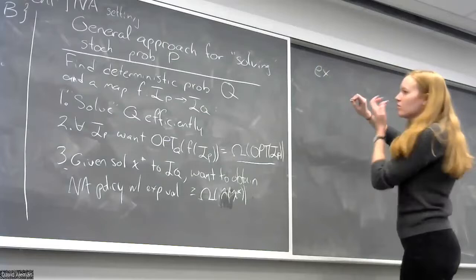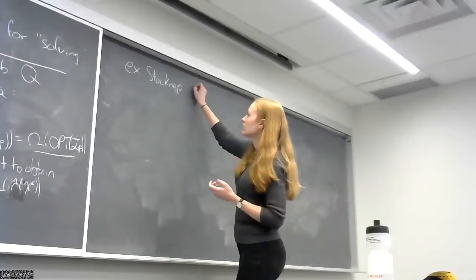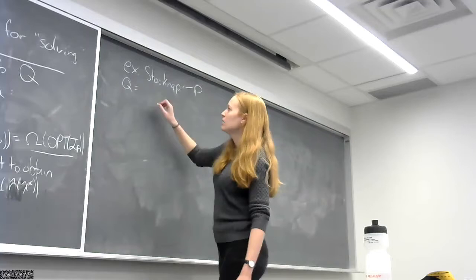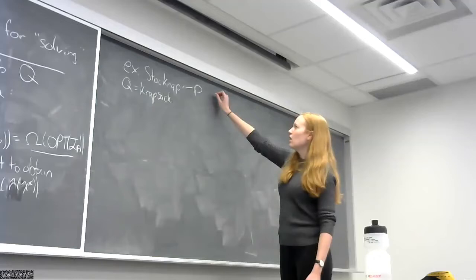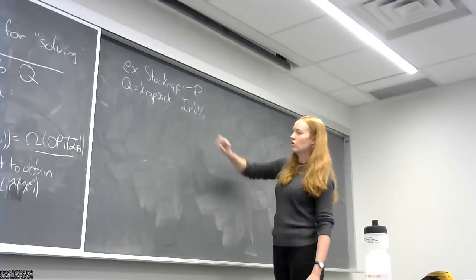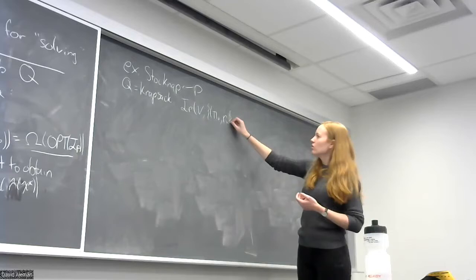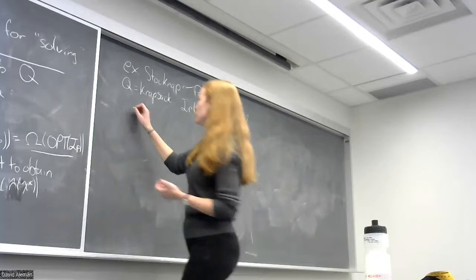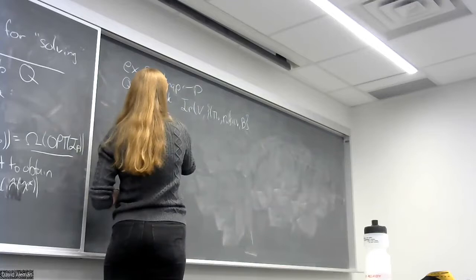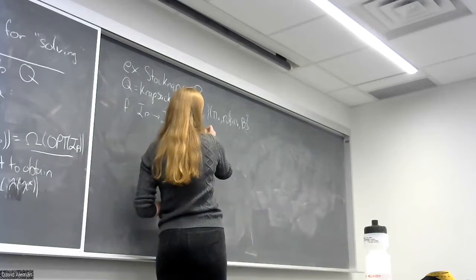So our first example of this would be the stochastic knapsack problem. This is our stochastic problem in this case, and our deterministic problem is just the regular knapsack. So an instance of the knapsack problem, we have our jobs or elements. For each, we have that probability distribution for the sizes, the deterministic reward and a budget. And the map, we would take our instance of the stochastic knapsack and obtain an instance of knapsack with deterministic values. So usually I'll denote deterministic values with a hat.